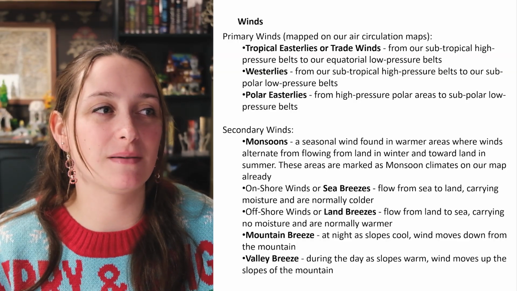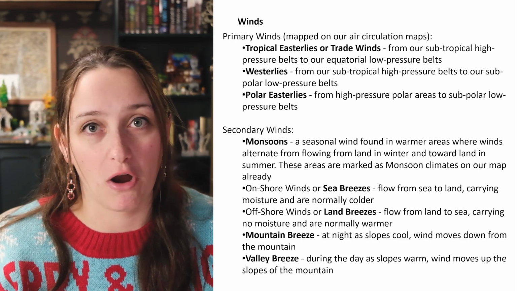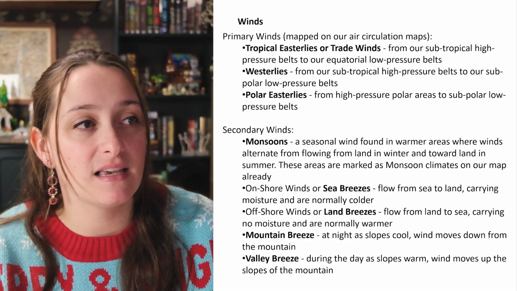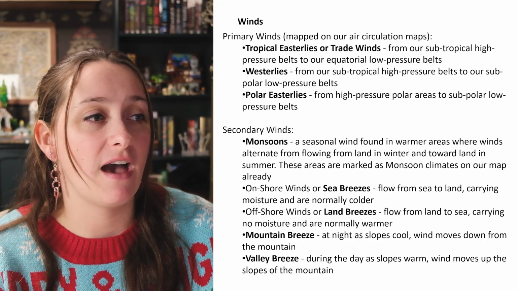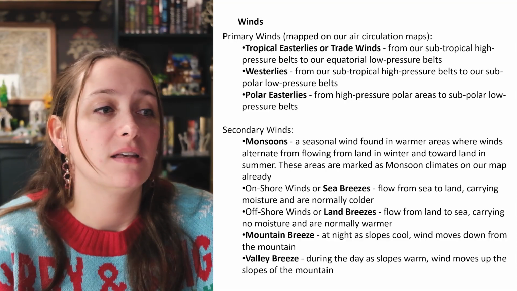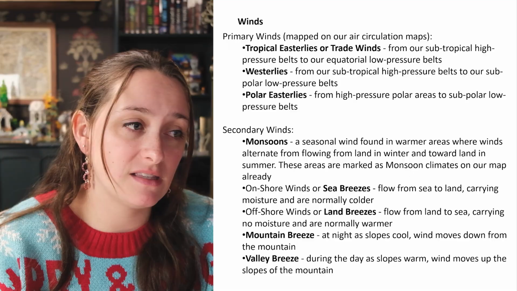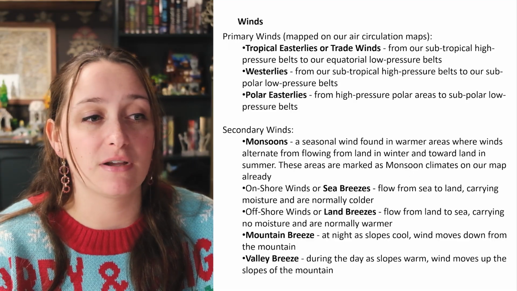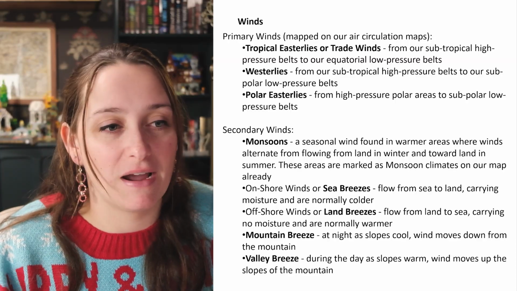Here's a list of some of the primary and secondary winds. The primary ones you're already familiar with, right? Tropical easterlies are the trade winds, the westerlies, the polar easterlies. And then in our secondary winds, we have monsoons, we have our sea breezes, which are essentially the onshore winds that we mapped, the land breezes, which are the offshore winds that we mapped, mountain breeze and valley breeze, which is just wind patterns that happen along mountains, right?